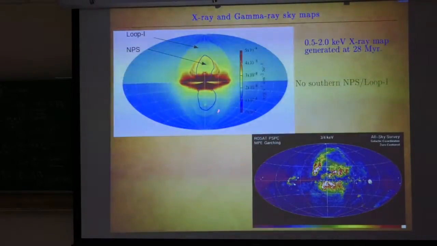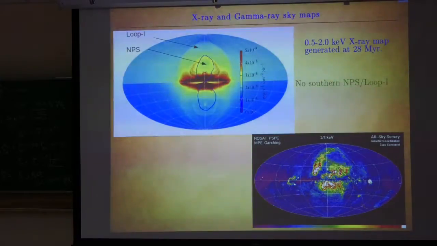And this is the synthetic X-ray sky map, and we see that we actually get this X-ray cavity where the Fermi bubble is, which is represented by this loop. And we also see some loop 1 feature in the northern hemisphere, like a shock, but we don't see anything in the southern hemisphere, not much signature.